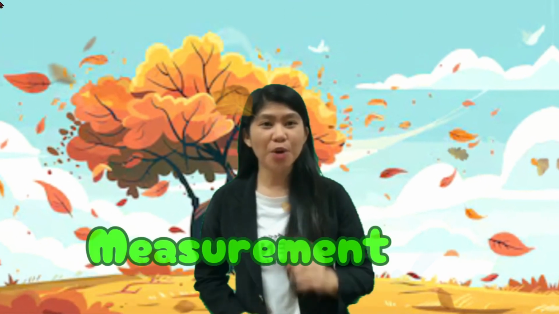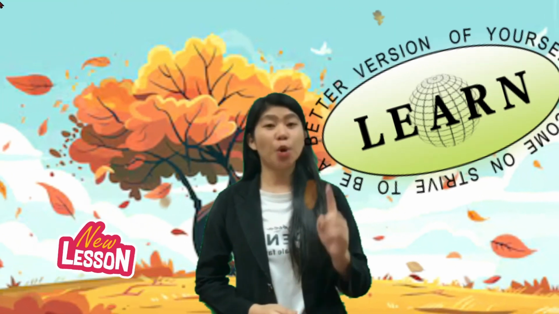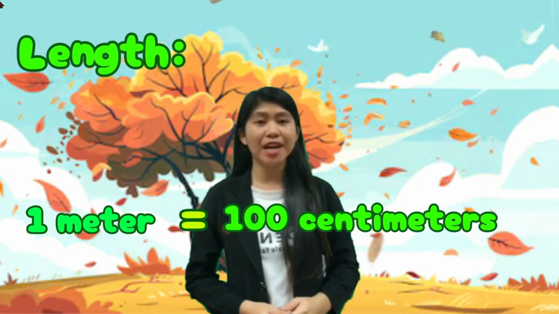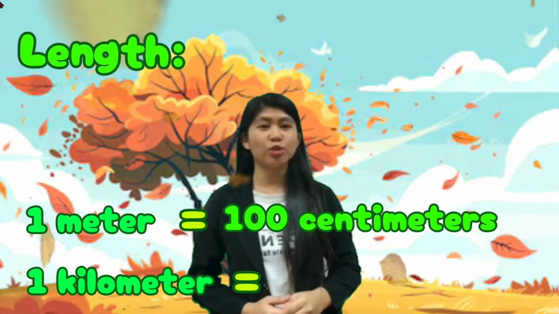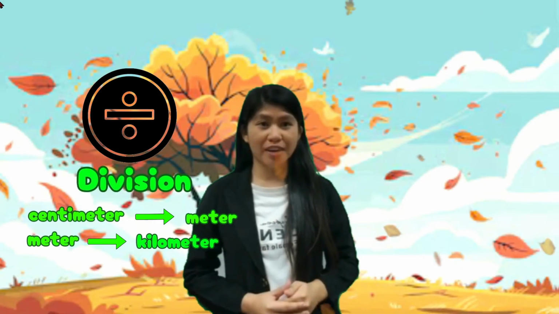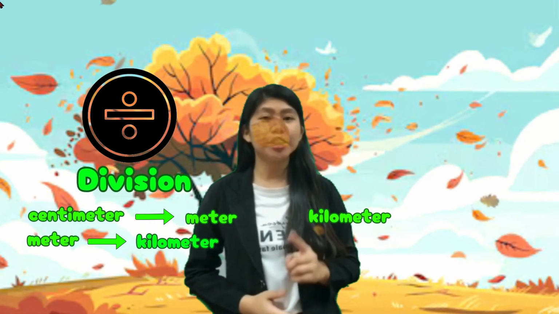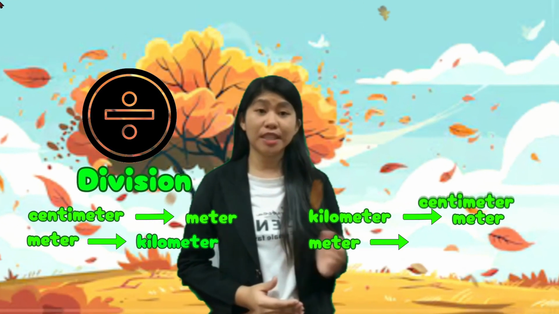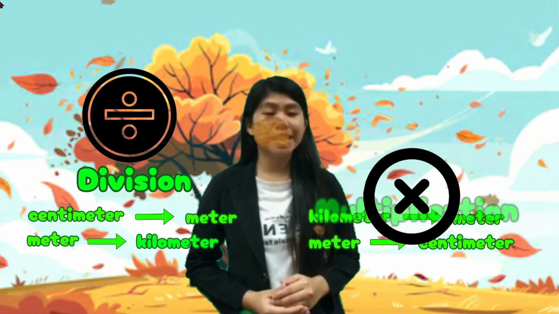Now, we're done exploring about measurement. Let's go over what we've learned today. So, in length, 1 meter is equivalent to 100 centimeters and 1 kilometer is equivalent to 1,000 meters. Can you repeat it again, kids? Alright! When we convert centimeter to meter and meter to kilometer, we use division. On the other hand, kilometer to meter and meter to centimeter, we use multiplication.